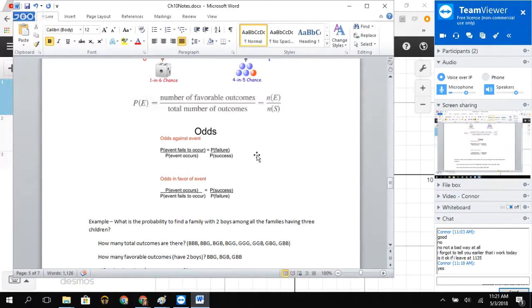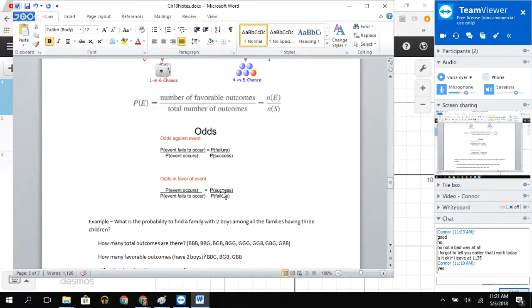So odds are a little bit different. If I say, what are the odds that I will roll a 1 on a 6-sided die? Let's just take that. So what is the probability that I will roll a 1 on a 6-sided die? The odds versus the probability is a little bit different.